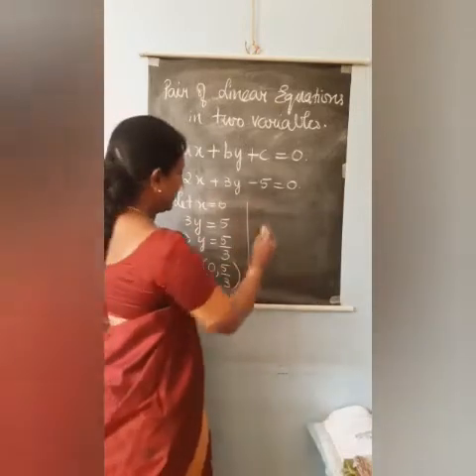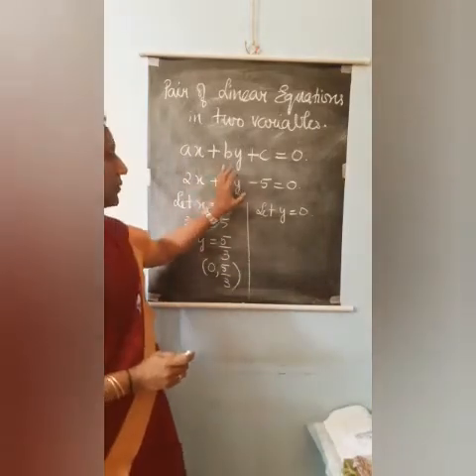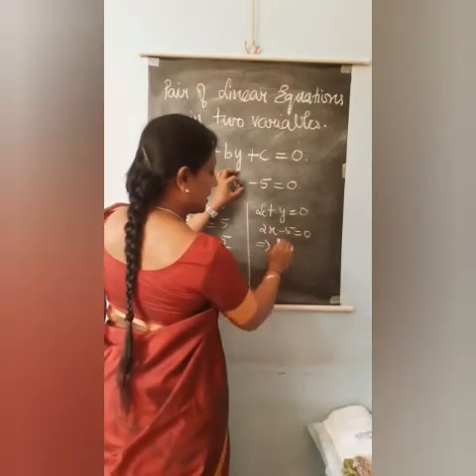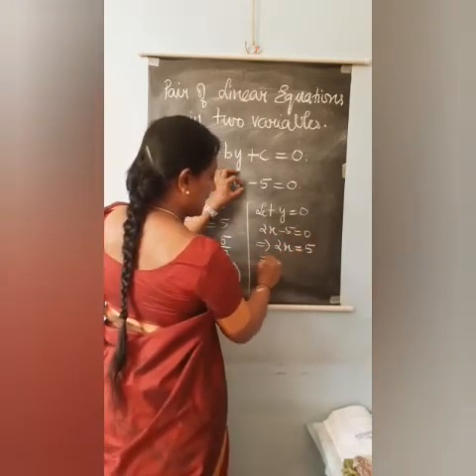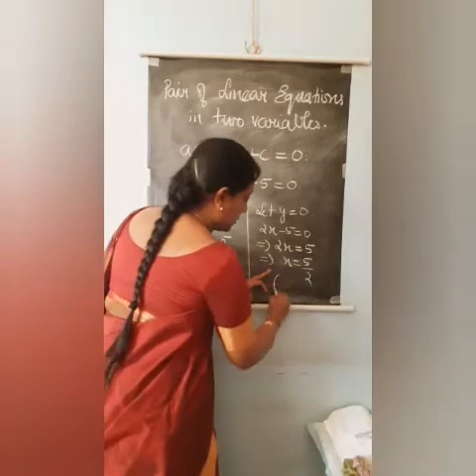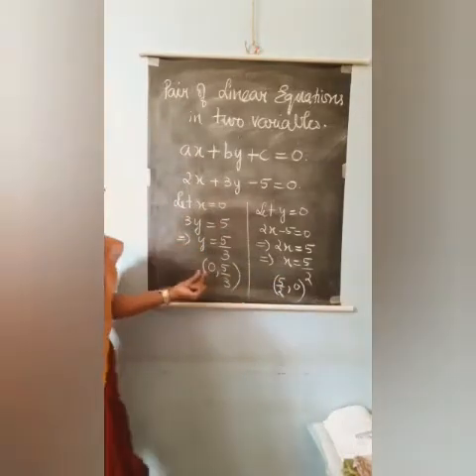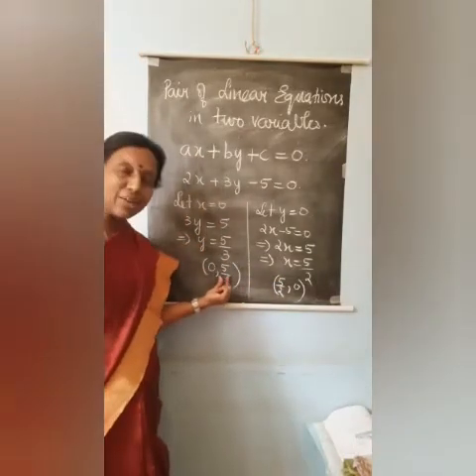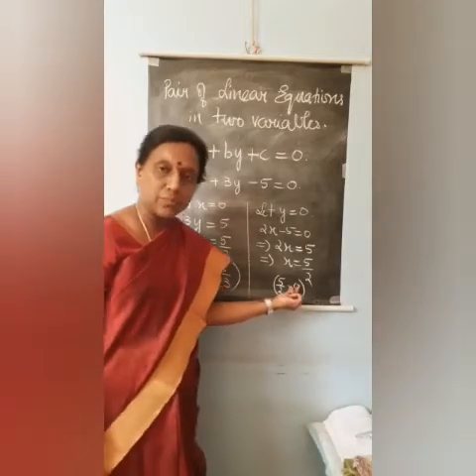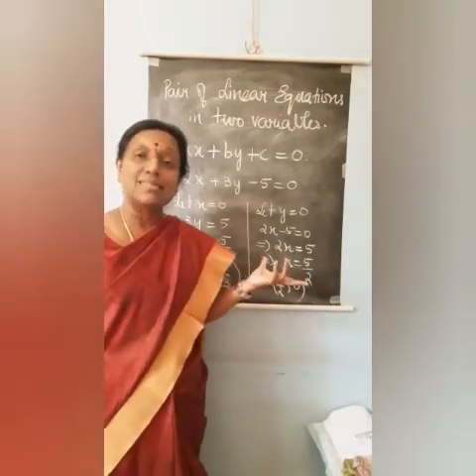Similarly, we said let y equal to 0. If y was equal to 0, then what did we get? 2x minus 5 equal to 0. That implies 2x is equal to 5, so x is equal to 5 by 2. So the solution we got was (5 by 2, 0). So we got the x coordinate as 0 here and the y value as 5 by 3, and here we got 5 by 2 as the x coordinate and the y coordinate was 0. When we plotted these points, what did we get? We got a straight line.